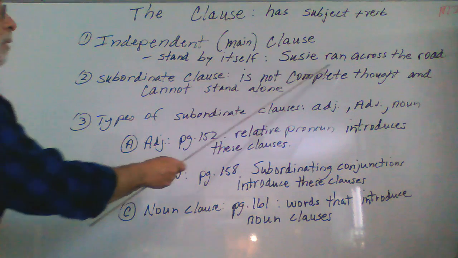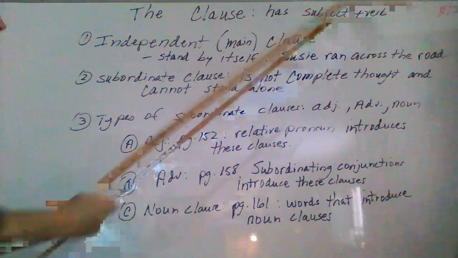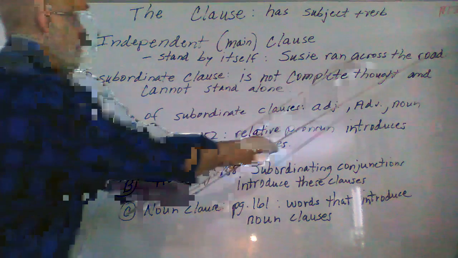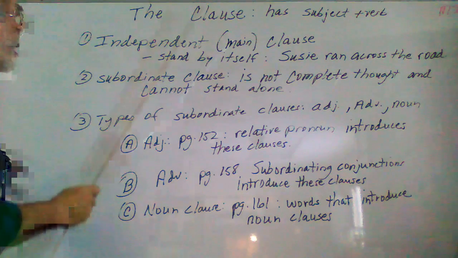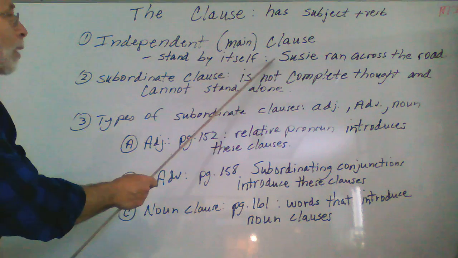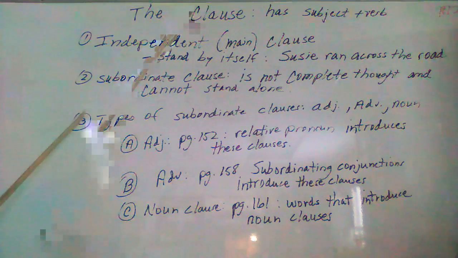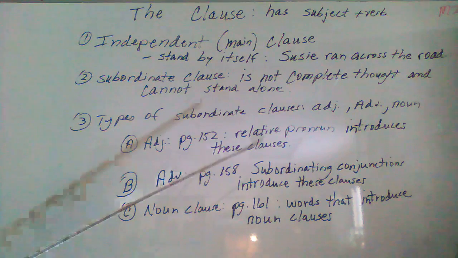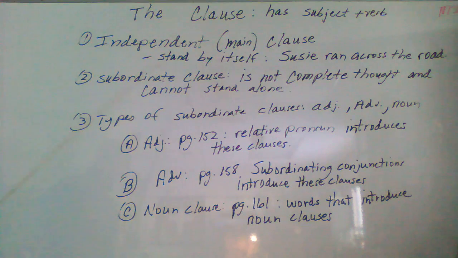When Susie ran across the road. That doesn't tell me what happened when she did it. When Susie ran across the road, she got hit by a car. Okay, "she got hit by a car" is my independent clause. My subordinate clause now has become "when Susie ran across the road." Okay? Well, there are three types of subordinate clauses: an adjective, an adverb, and a noun.